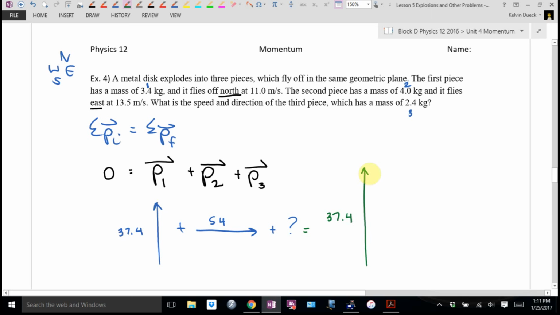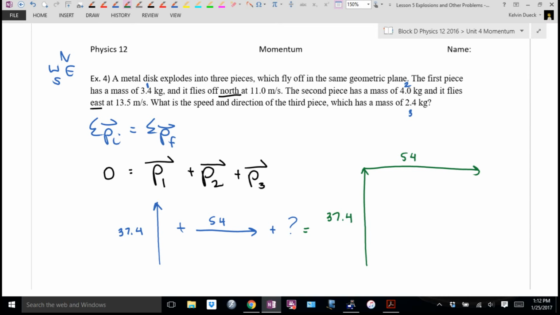And then 54 would be a little longer, about like that. Here's the key. What was the momentum of the bomb before the explosion? 0. So what must the momentum of the bomb be after the explosion? So what will this vector triangle add to? 0. How would I show that?